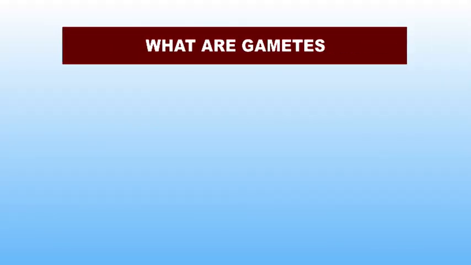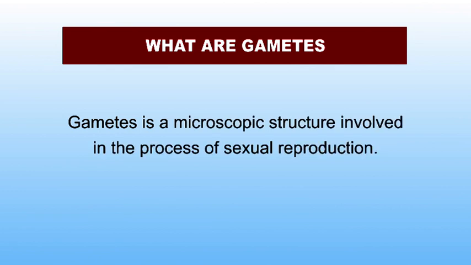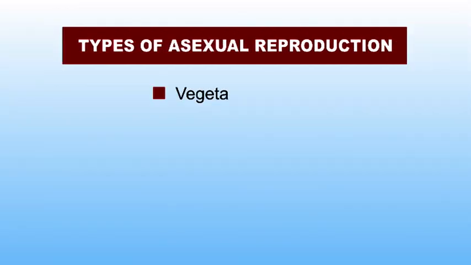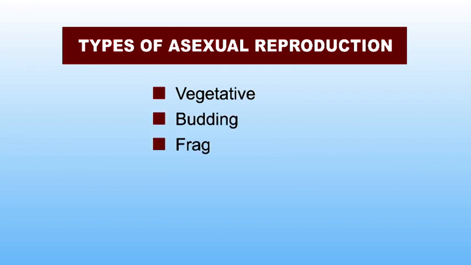There must be a question in your mind: what are these gametes? A gamete is a microscopic structure involved in the process of sexual reproduction. Now let's discuss asexual reproduction in detail. There are mainly four types of asexual reproduction. These are vegetative reproduction, budding, fragmentation and spore formation.